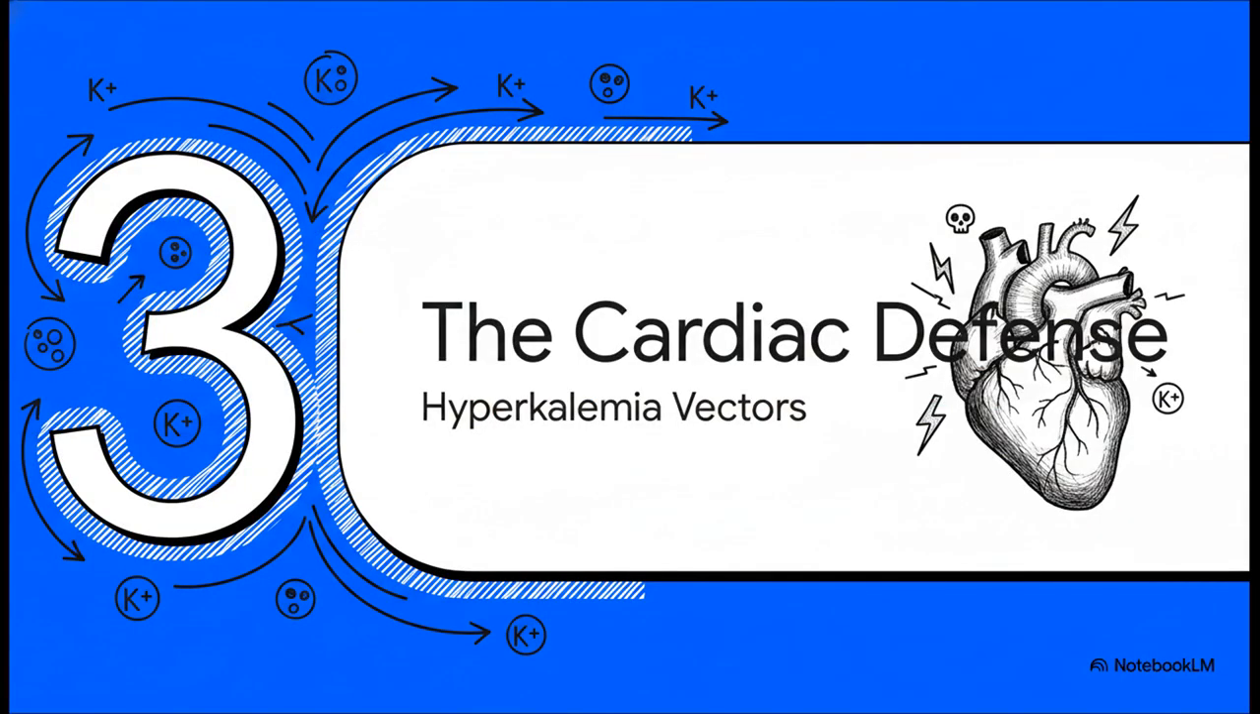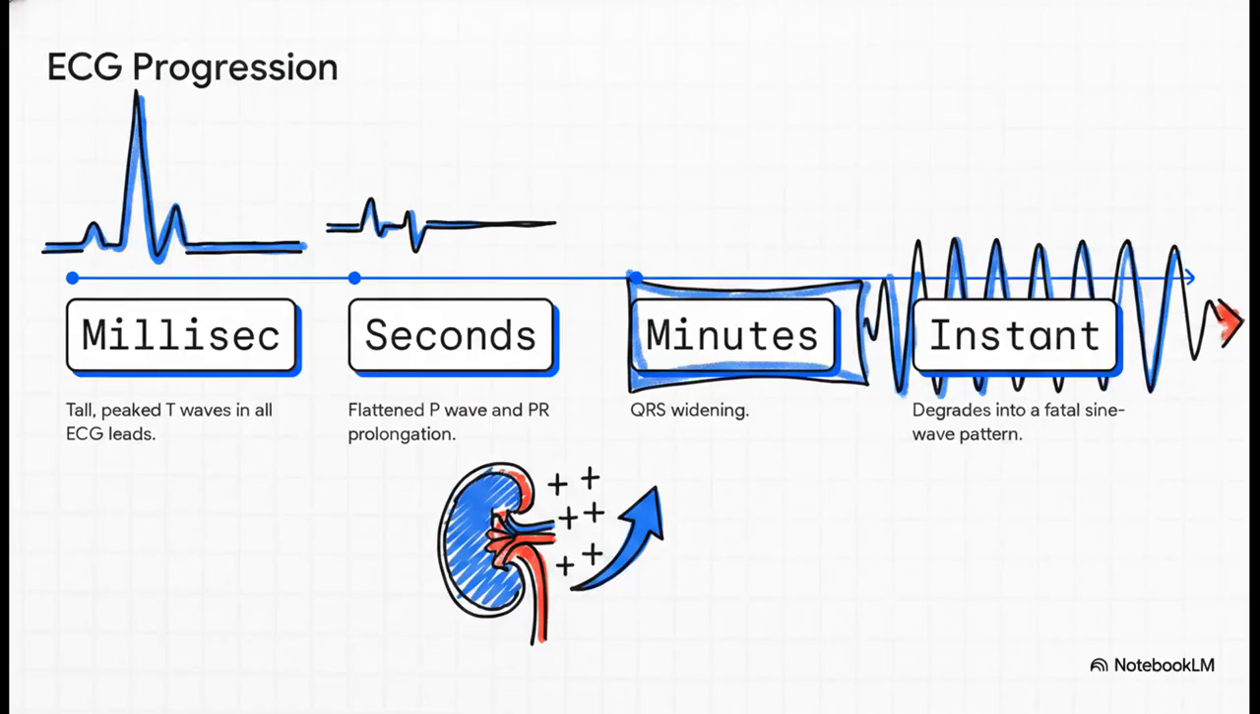Which is a perfect segue into Section 3, the cardiac defense, hyperkalemia vectors. Let's talk about the structural pathway for managing these hyperkalemia vectors, escalating all the way from simple intracellular shifting to definitive cardiac defense. Potassium essentially dictates the electrical stability of the heart. As potassium climbs above 5.5, the electrophysiological tipping point slows conduction velocity sequentially. It predictably morphs the EKG from peaked T waves all the way down to a fatal sine wave pattern.